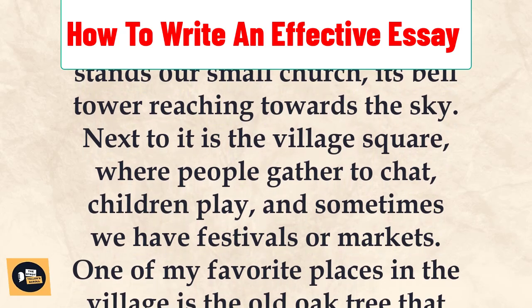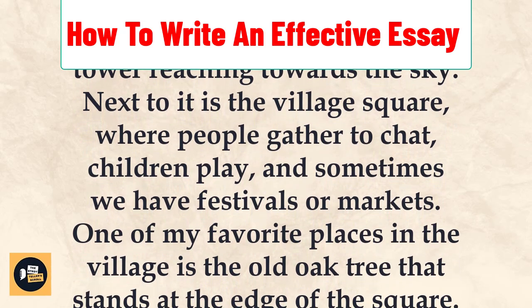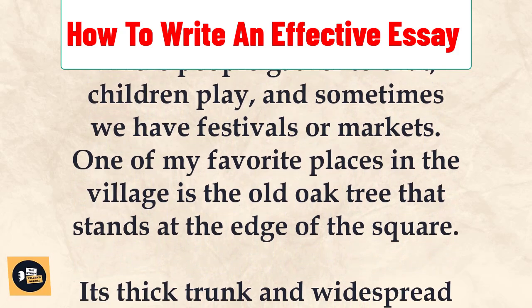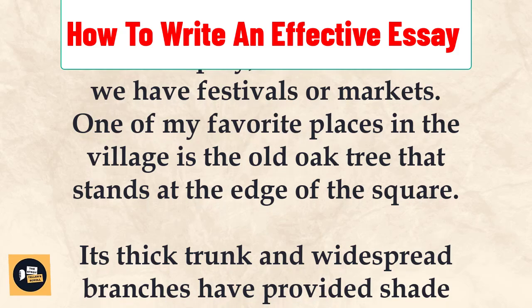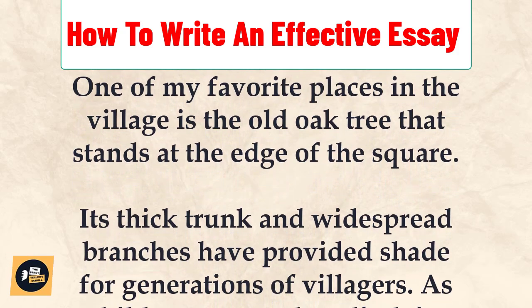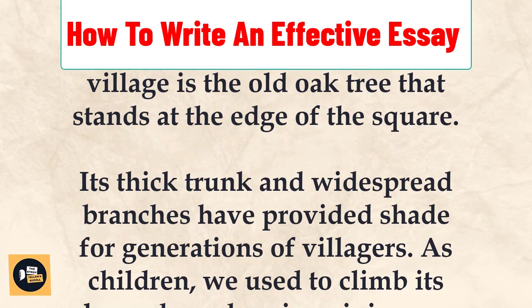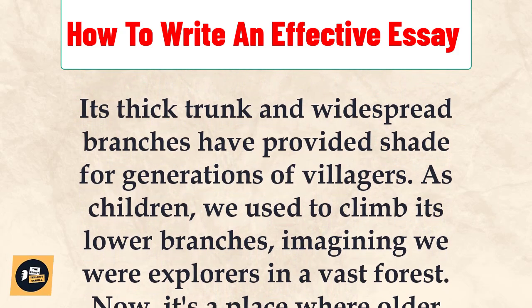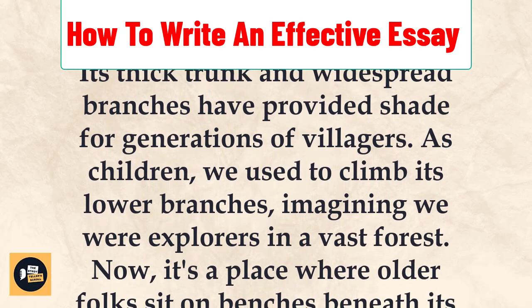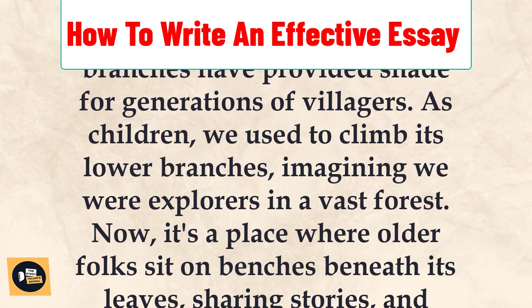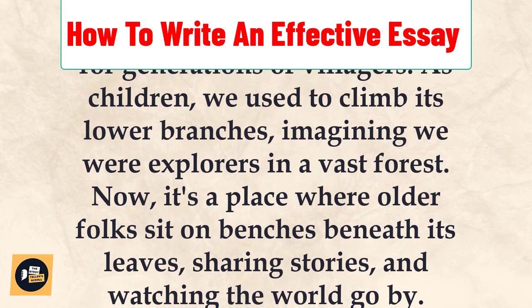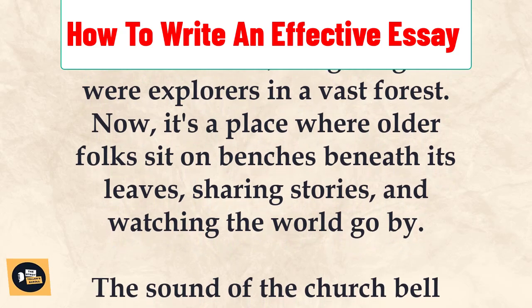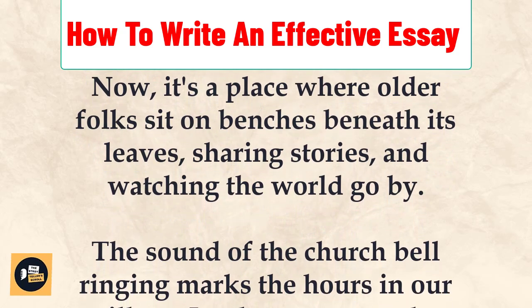One of my favorite places in the village is the old oak tree that stands at the edge of the square. Its thick trunk and wide-spreading branches have provided shade for generations of villagers. As children, we used to climb its lower branches, imagining we were explorers in a vast forest. Now, it's a place where older folks sit on benches beneath its leaves, sharing stories and watching the world go by.